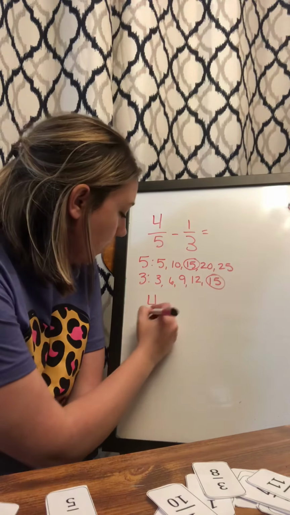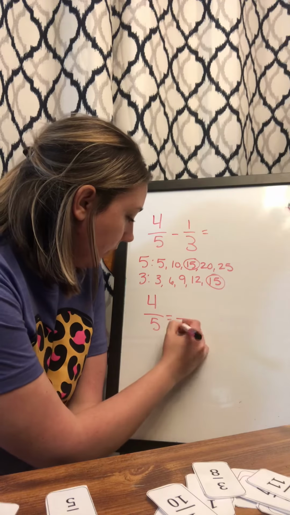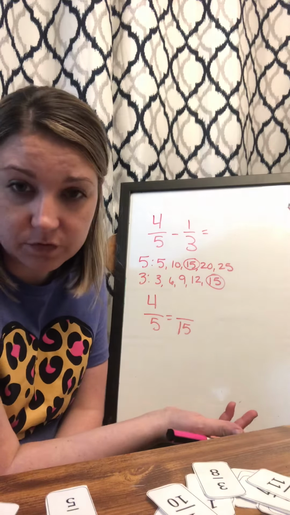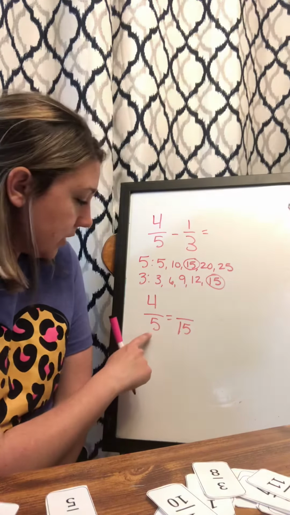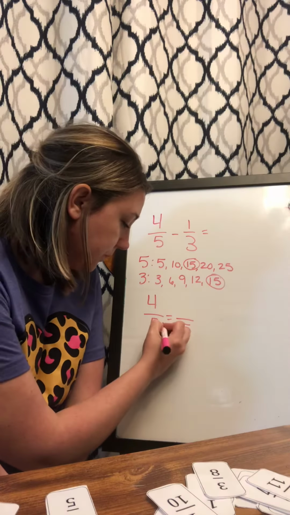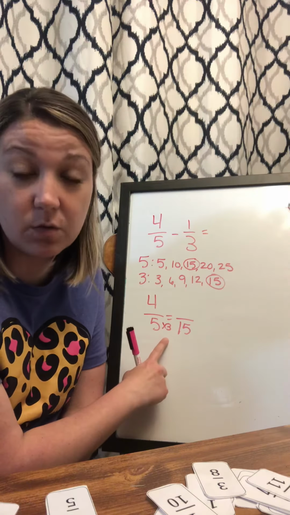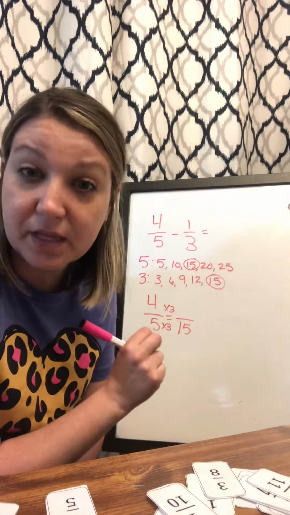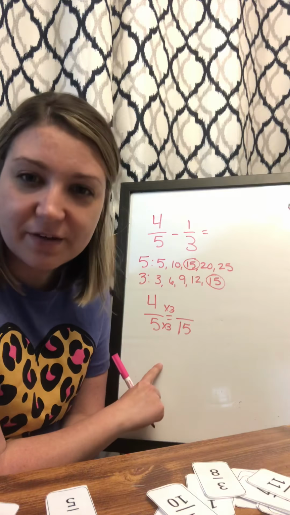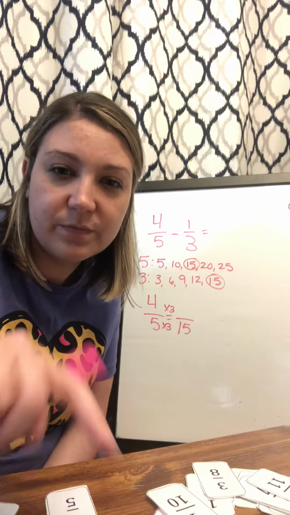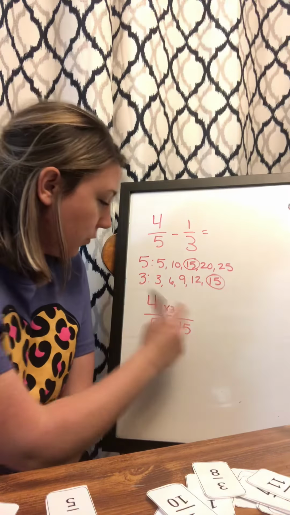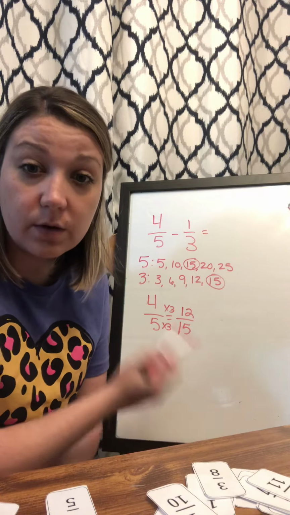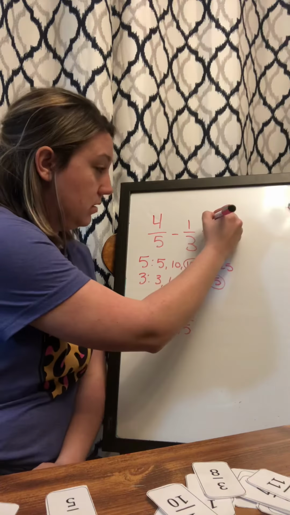So I'm going to create equivalent fractions with my new denominator. 4/5 equals something over 15. What I always tell y'all to do is ask yourself, 5 times what is 15? 5 times 3 is 15. If you multiply the bottom by 3, you have to multiply the top by 3. So 4 times 3 is 12. 12/15 is our equivalent fraction to 4/5.